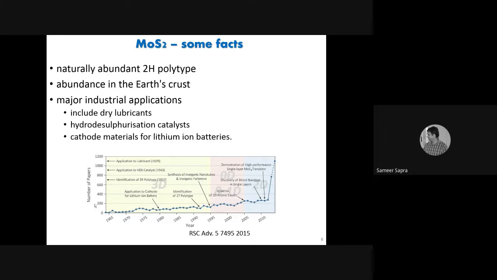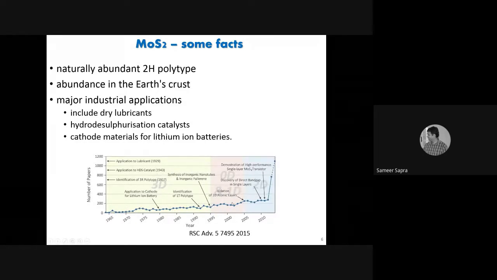So let me tell you something about molybdenum sulphide. Okay, some facts about these. The most naturally abundant is the 2H polytype, and it has been used for quite some time, in particular for dry lubricants. This is a layered structure, MoS2, much like graphite. So, you know, graphite also has a lubricating property. It is also used in certain few catalytic reactions, or for lithium-ion batteries.